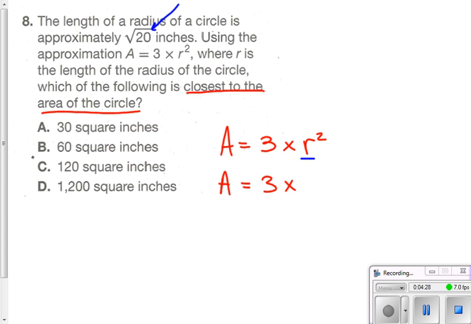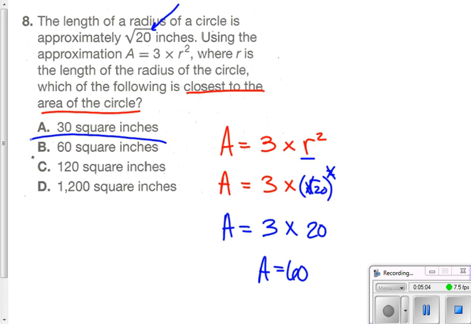So in for r, I'm going to go ahead and put root 20 down, and then I need to bring down my square. Well, when you square that, as mentioned before, a square gets rid of a square root. So we have a equals 3 times, when I square this, the square root is gone, and the square. So I'm going to bring down 20. Squaring gets rid of the square root. So we have area equals 3 times 20, which would give me 60 square units. So that would be option B.